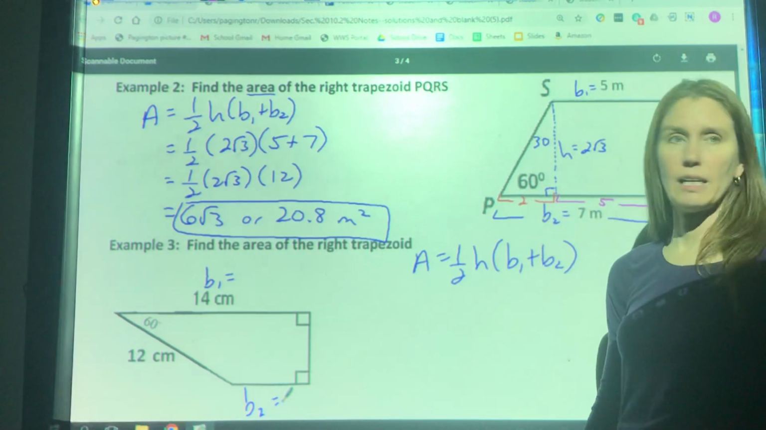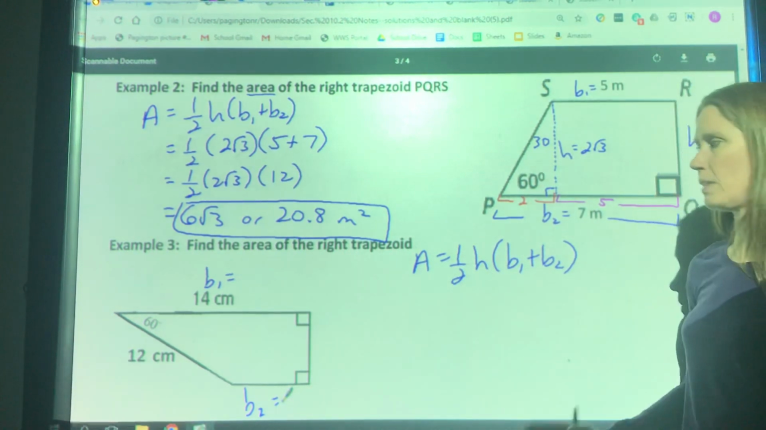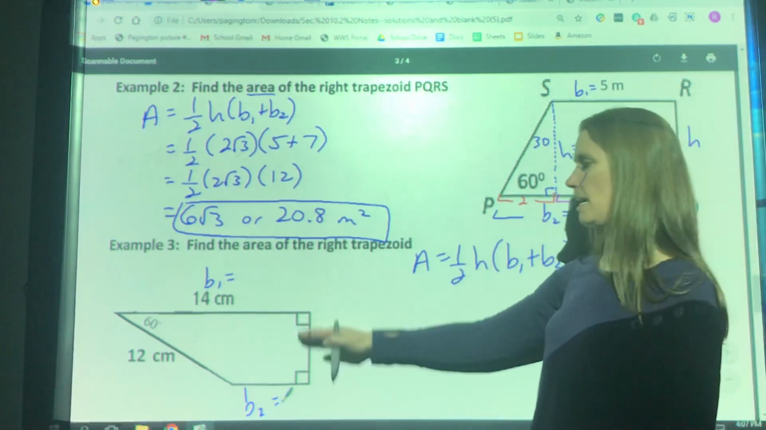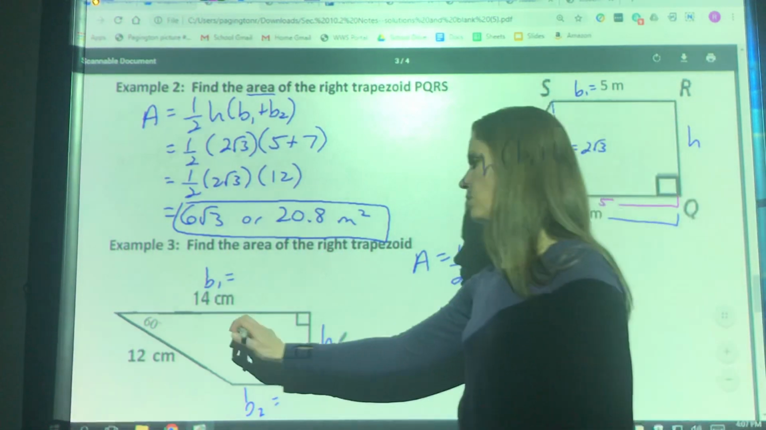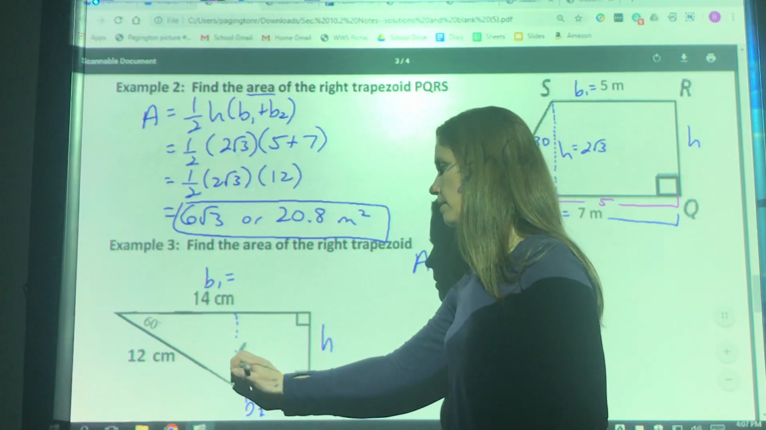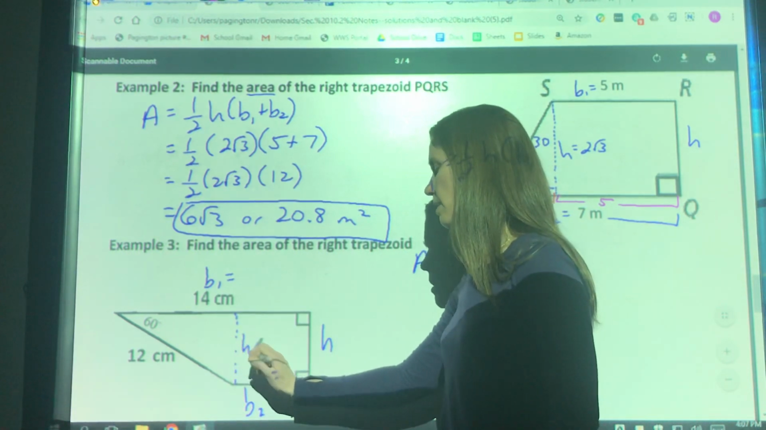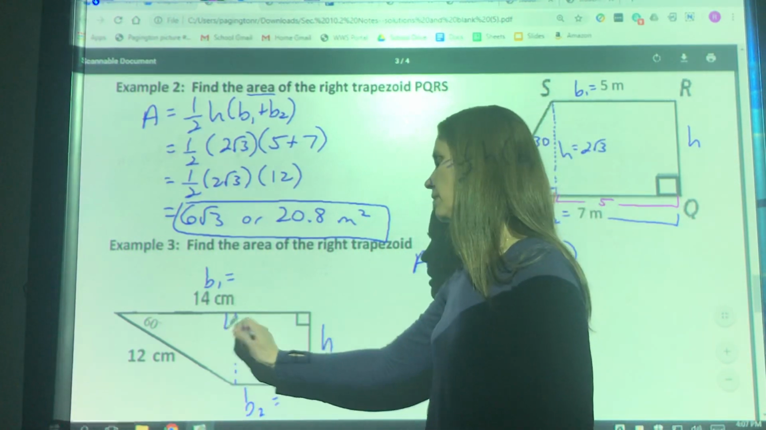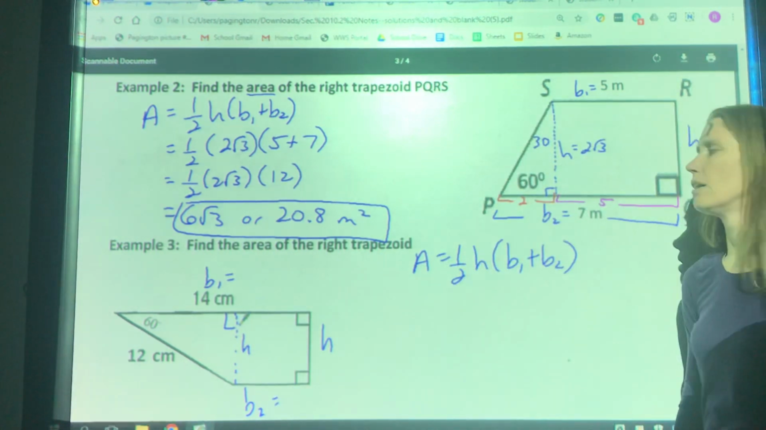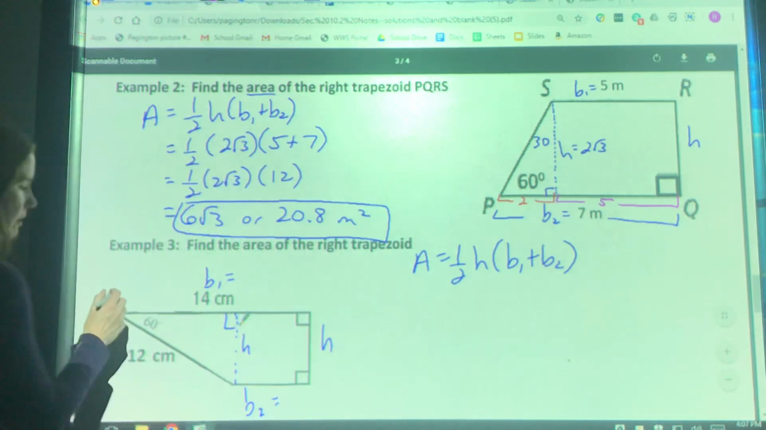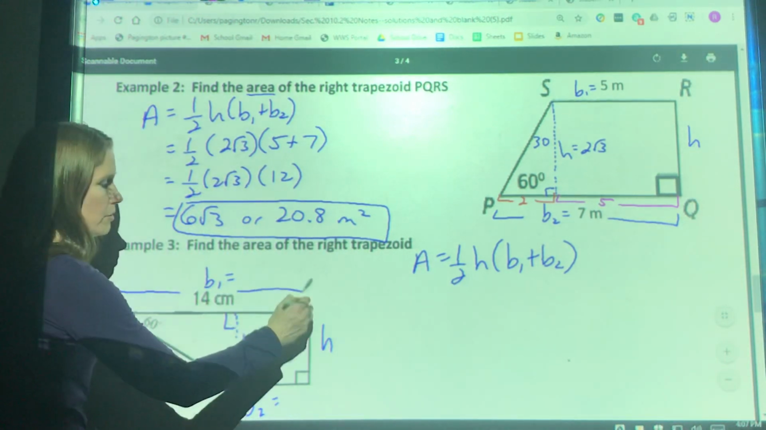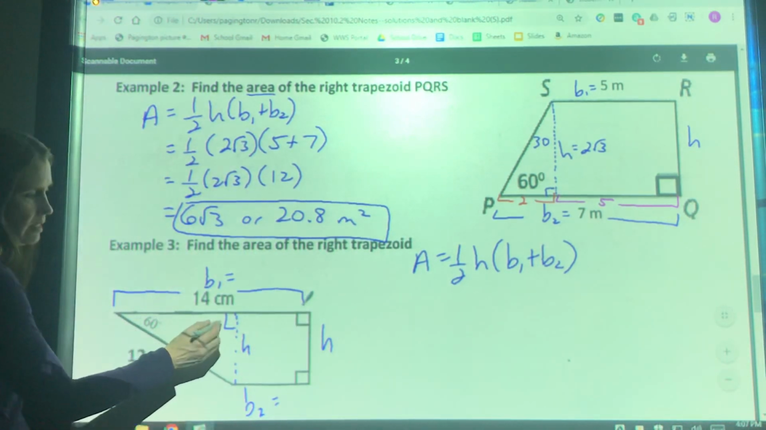I also don't know what the height is. They did give me that 12, but that's kind of a slanted line. Remember, the height forms a right angle with the base. That's the height. If I want to draw the height over here, I can. That also represents the height. Okay, and I need to figure that out. So if this length is 60, and let me go ahead and bracket this whole thing as being 14. If this length is 60, this is 90.